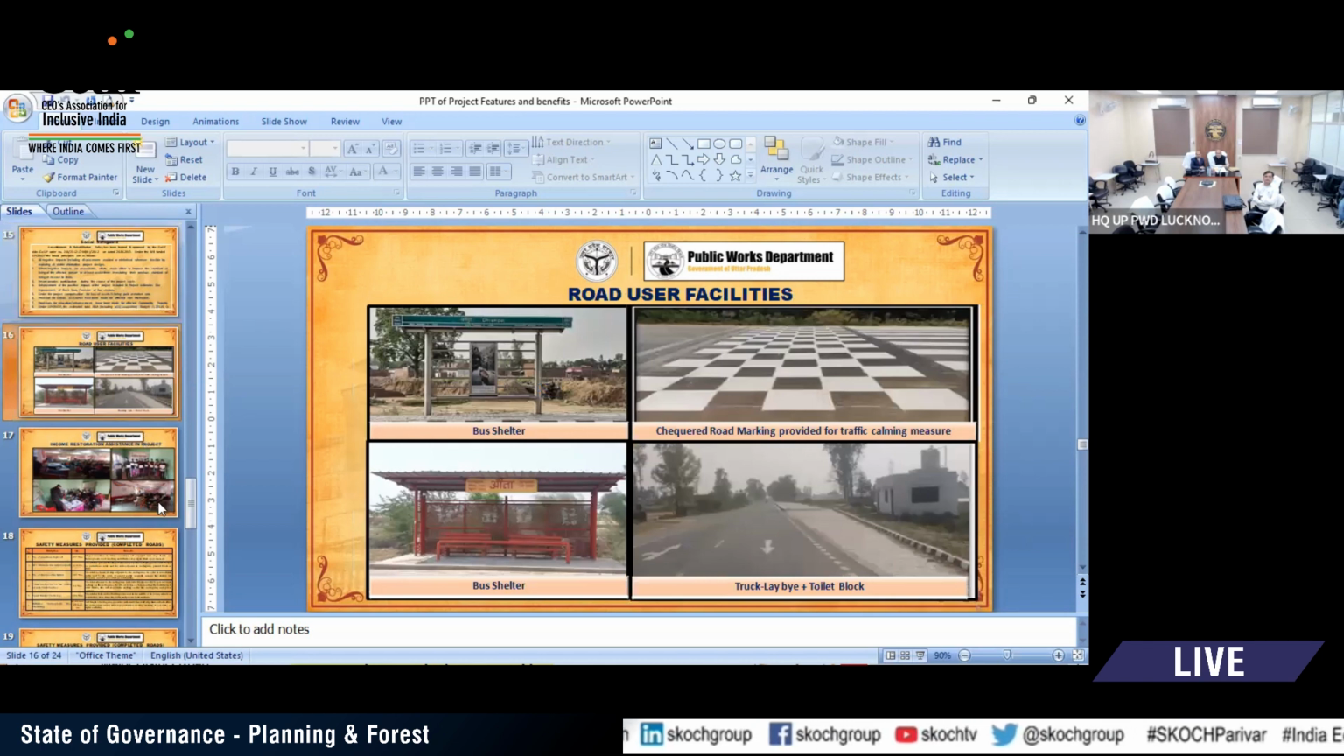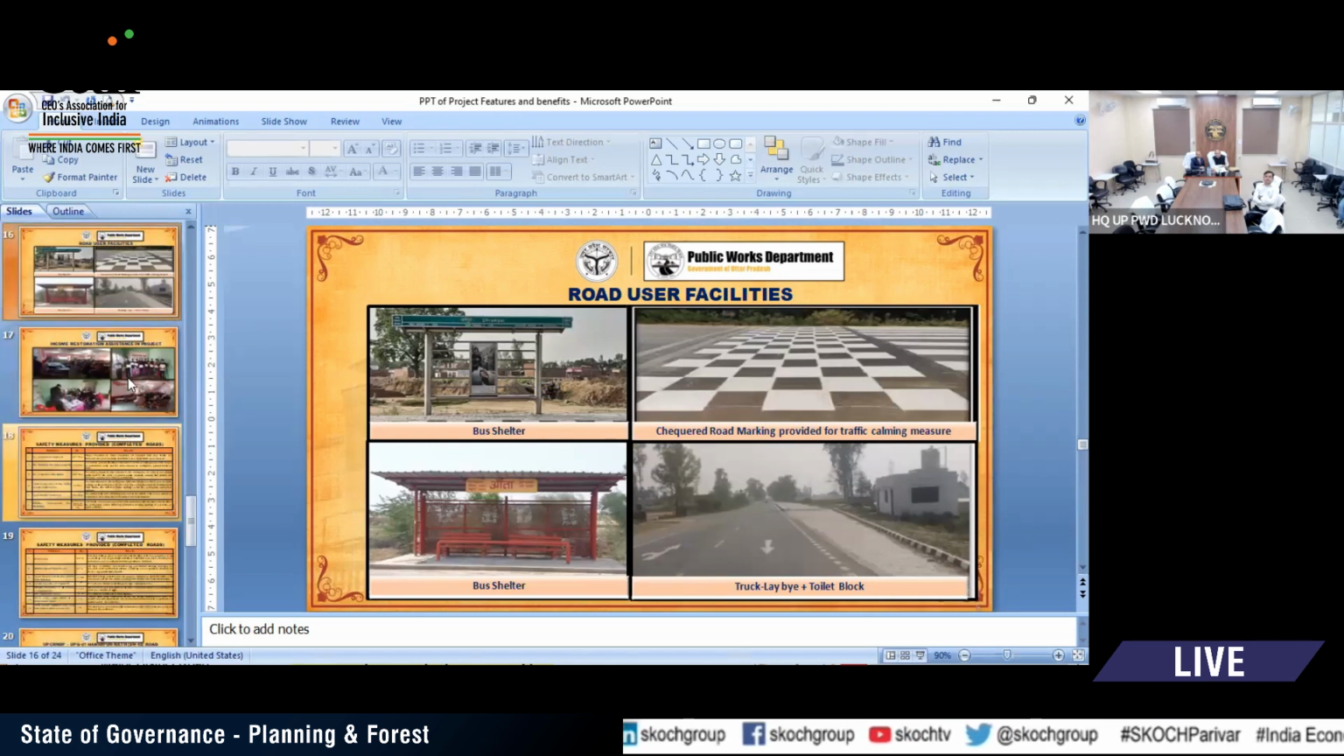Road user facilities. We have provided bus bays. We have provided proper road safety, because that is very important. And road safety can be improved only if we provide adequate road safety measures in our DPR and execute it properly. So all these have been considered in this project, and this will pave a long way.